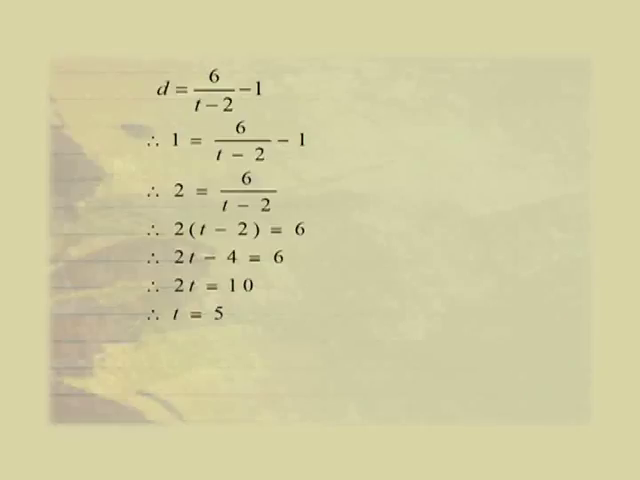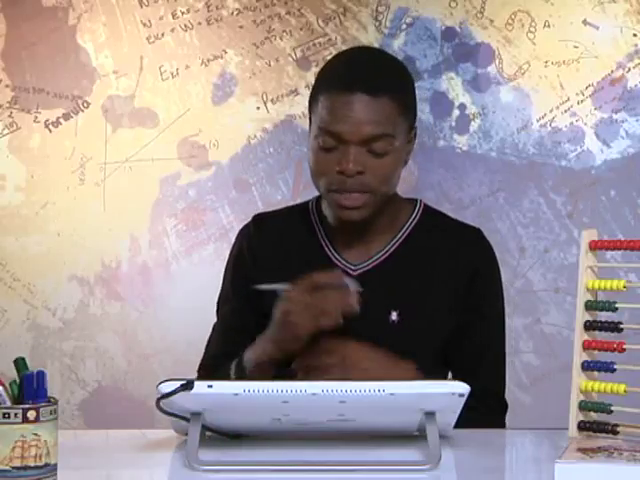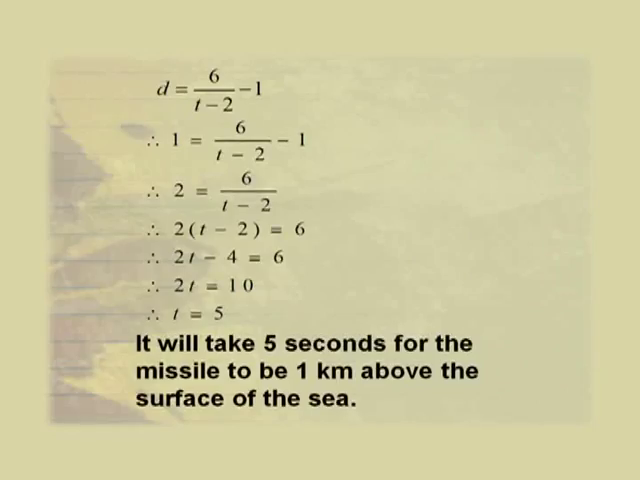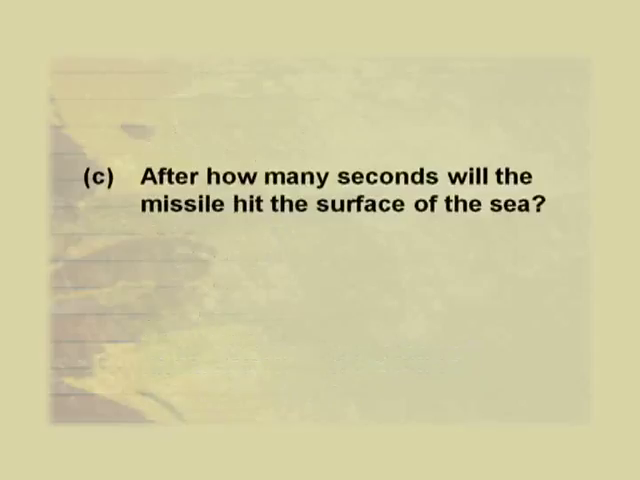Then we're going to multiply t minus 2 with the 2, which is going to be 2t minus 4 is equal to 6. Bring the 4 to the other side, grouping like terms together, which is going to be 2t is equal to 10. Therefore, we're going to divide both sides by 2, which t is going to be equal to 5. It will take 5 seconds for the missile to be 1 kilometer above the surface of the sea.